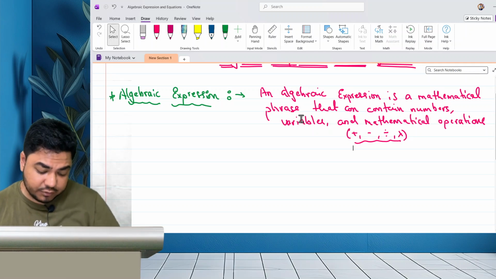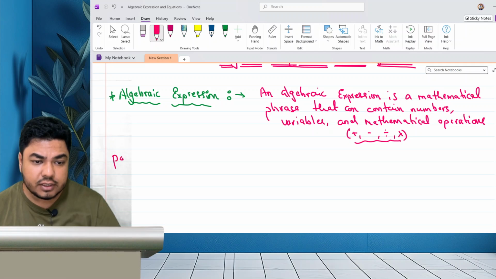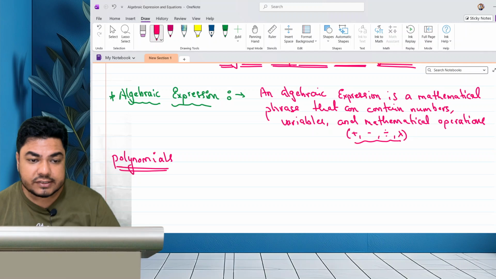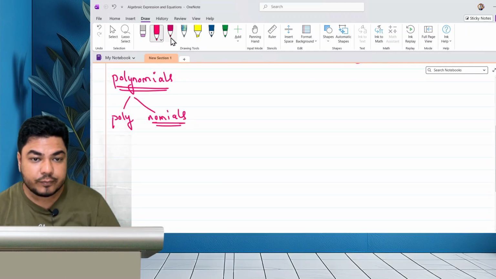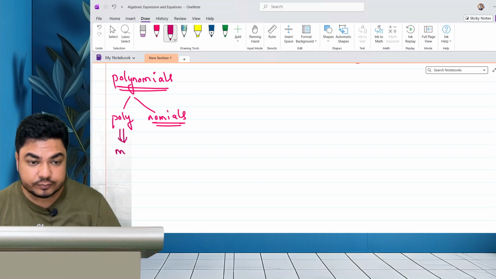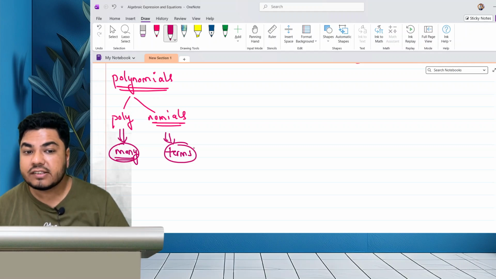An algebraic expression, friends, is also often called a polynomial. So, we are going to understand the meaning of polynomials. To understand this, we need to break it down into two parts. One is poly and another one is nomials. So let us understand what poly means. Poly means many. All right. And what is the meaning of nomials? Nomials means terms. Now again, you would be having a question: what is the meaning of term?